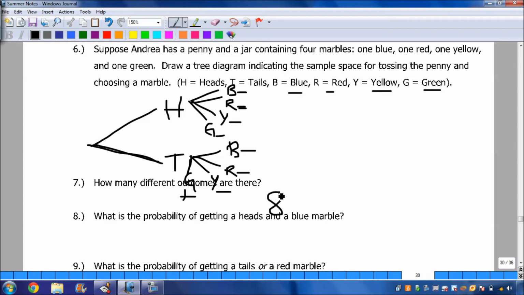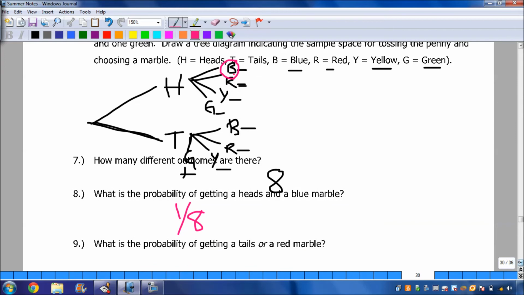So there's 8 outcomes. Now, what is the probability of getting a heads and a blue marble? The only time you'll get a heads and a blue marble, both of those, is once in this particular possibility right here. So you get 1 out of 8 is your probability because there are 8 outcomes.